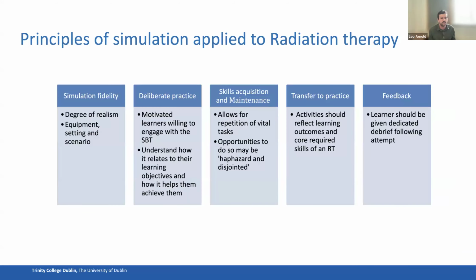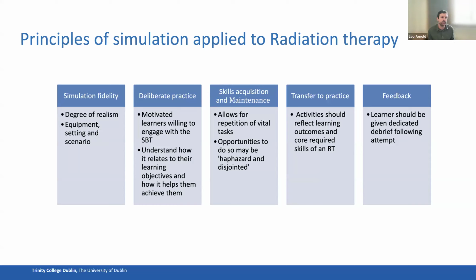So with regards to these principles, the fidelity of the tasks that students are attempting, if they're attempting them on real-world patients, we know the fidelity is always going to be high. And all we need to do then is make sure that students understand the tasks they are being asked to carry out and how they connect to their learning outcomes and to their development as RTs. Whenever we're asking students to attempt a task on a real-life patient, we want it to be able to be transferred to their practice.